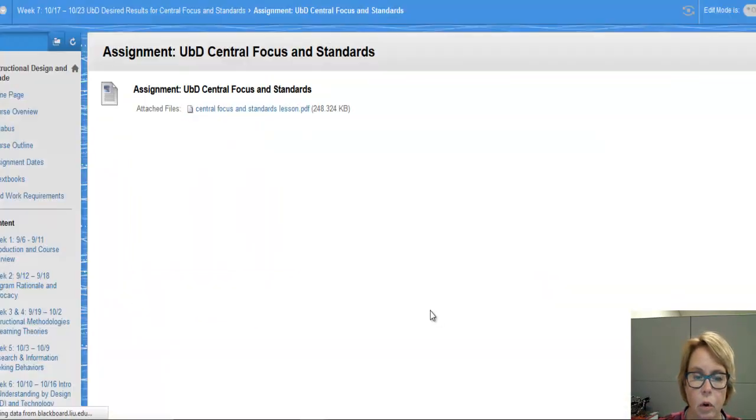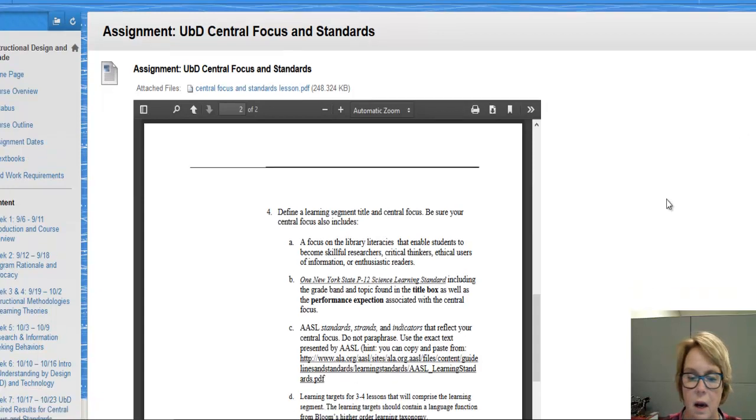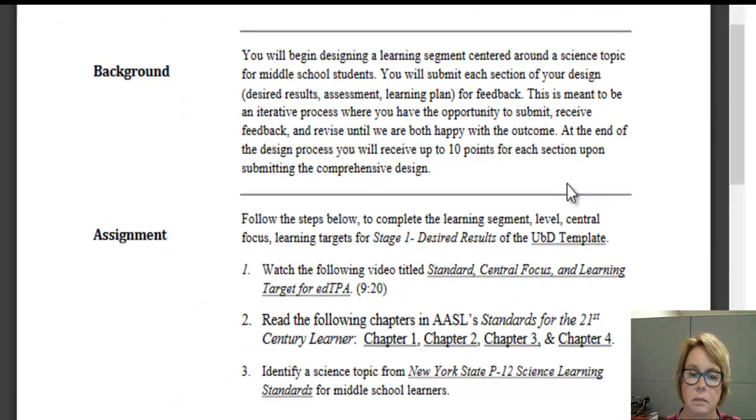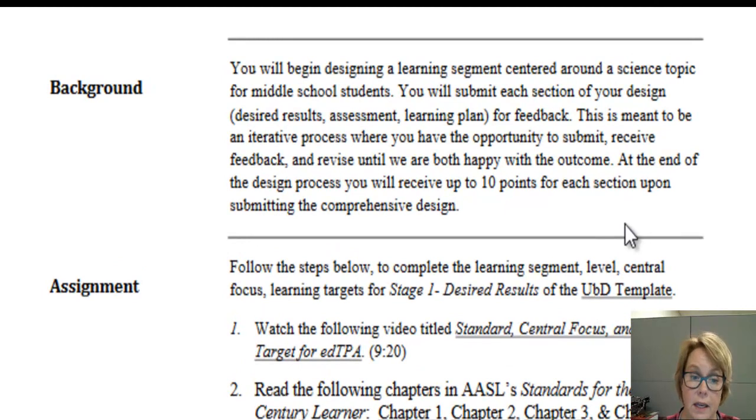So let's take a look at the assignment itself. The scenario is similar to a previous assignment where you're collaborating with a science teacher and you're creating a unit of study.